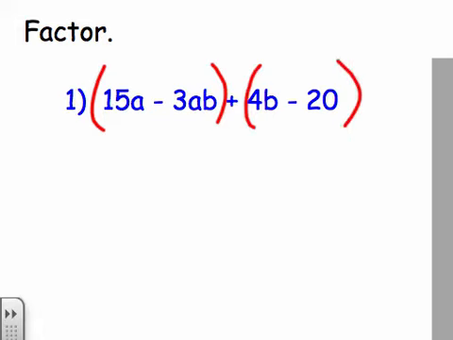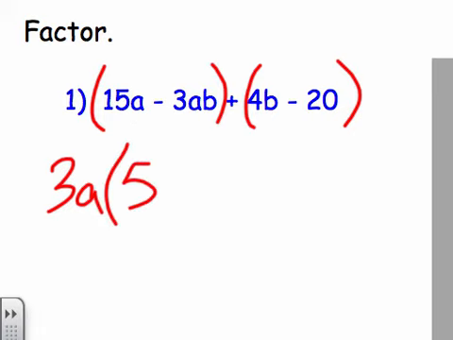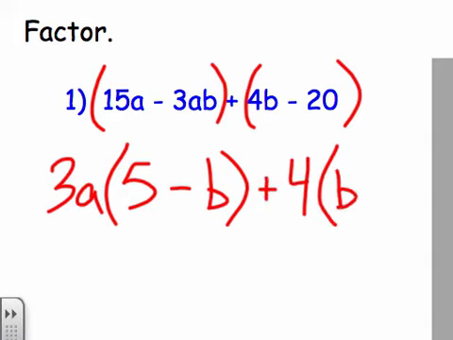The GCF would be a 4 there. So let's take it step by step. Like I said, this first one, I can factor out a 3a. So I divide each term by 3a, which leaves me with 5. The a's cancel. Minus, well, 3 divided by 3 is gone, a divided by a is gone, and I'm left with a b. Okay, here I got my plus sign. Factor out just a 4. So I'm left with b, and 20 divided by 4 is 5.